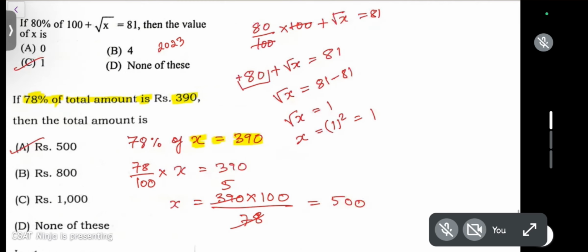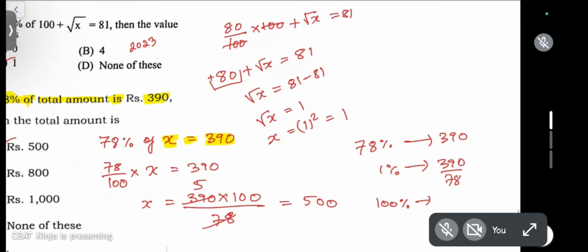It can also be done this way, okay? I always use this method. 78% is 390. 1% is how much? 390 divided by 78. And what do we need? We need 100%. 100% is how much? I just need to multiply it with 100. So which means 390 divided by 78 into 100. So which means 78 into 5. So 5 into 100 is nothing but 500. This is my method of approach. I'll prefer this.